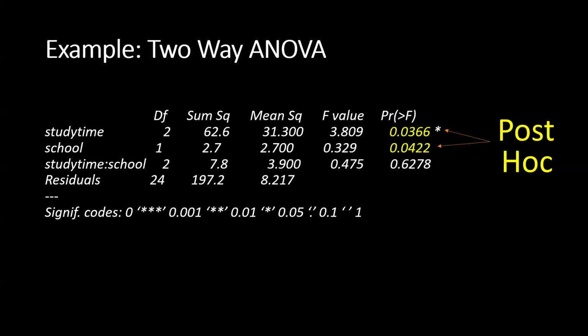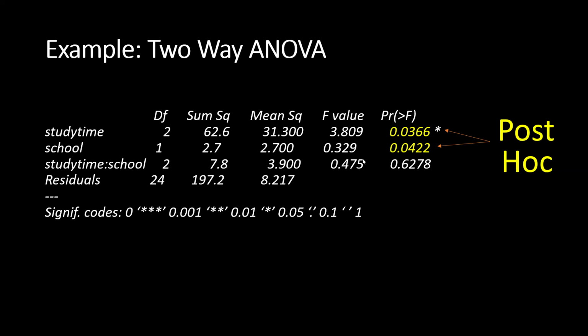So in our example that we previously completed, our study time independent variable was found to be significant. So we would run post hoc analysis on study time. Now, if school was also found to be significant, which it was not, I just changed the value, we could also run a post hoc analysis on school as well. So we would run one on study time, one on school.